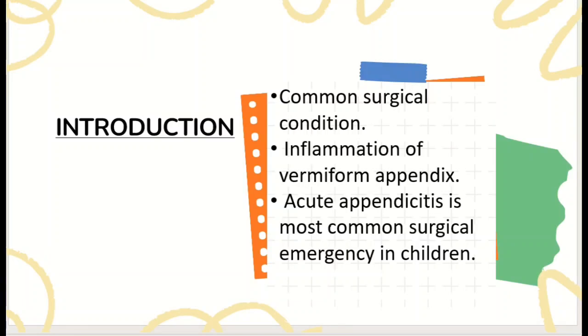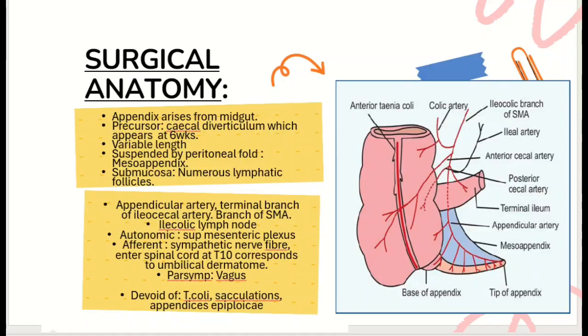Appendix arises from midgut. The precursor of appendix is cecal diverticulum, which appears at around 6 weeks of gestational age. The appendix can be variable in length, usually 5 to 10 centimeter in size. But here you can see this is the cecum, this is the base of the appendix, and here is the appendix.